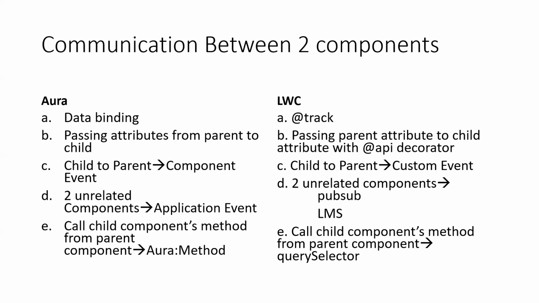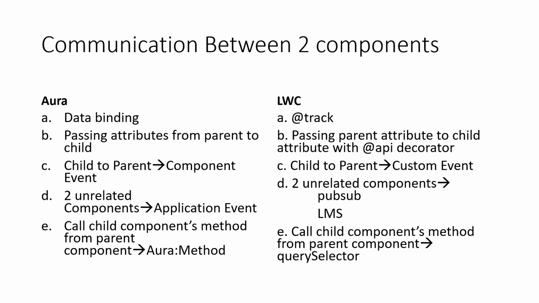Next is, if you are passing an attribute from parent to child, we have already learned that in the Aura tutorial. And how you could do that in LWC is by declaring the child attribute with the @api decorator. We are going to see that. Now, if you want to communicate from child to parent in Aura, you used to use component event. But in case of LWC, when you want to communicate from child to parent, then you need to use a custom event.